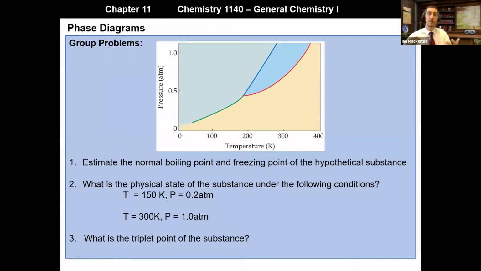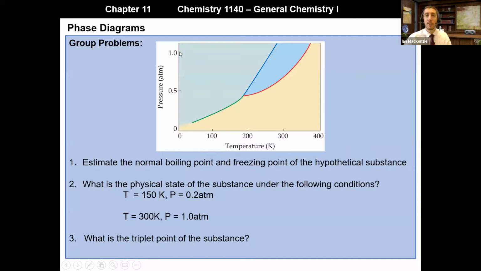All right, let's take this information and try to apply it in a few examples. We have some phase diagram that we've been given for a hypothetical substance, and we're asked to estimate the normal boiling point and the normal freezing point for this substance. Well, remember that the freezing point is the same as the melting point, and normal means that we're at 1 atmosphere, so that's up here on the curve right at this pressure value.